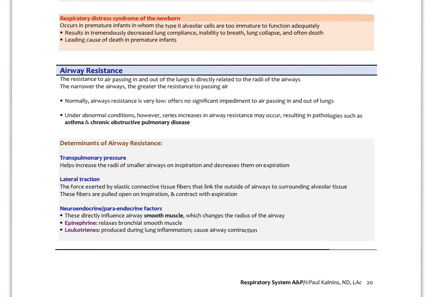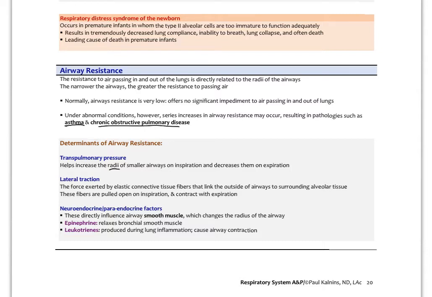Usually the airway resistance is very low, but if there is constriction of the airways, bronchoconstriction, that will increase the resistance. And so we see that in conditions like asthma, COPD, for example. And the determinants really of that are transpulmonary pressure. So the opening up of the thoracic cavity when the diaphragm contracts, for example, or those external intercostal muscles pull up on the ribs, they help to increase the radius of the airways, and so that decreases their resistance. Lateral traction has to do with forces of elastic connective tissue that opens them up, also with the breathing process.